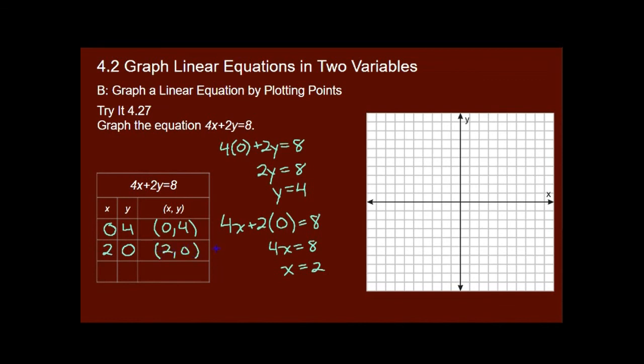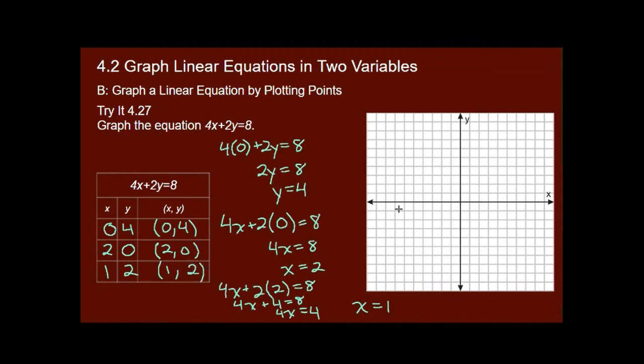And then I want to check to make sure I got the correct answer. So let's just say y is equal to 2. We don't have to put it into the form where we solve for y. We can actually just plug it in. So 4x plus 2, and I'm going to say that y is 2, times 2 is equal to 8. That gives us 4x plus 4 is equal to 8. Move the 4 to the other side by subtracting. 4x is equal to 4. Divide both sides by 4, and I get x is equal to 1. So then I have (1, 2) there.